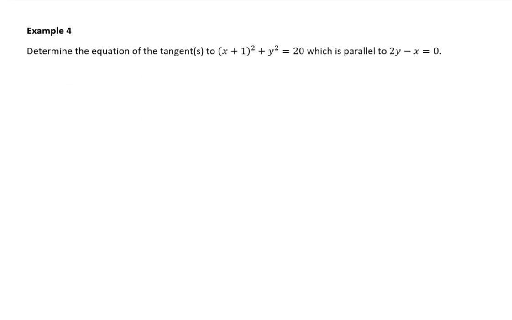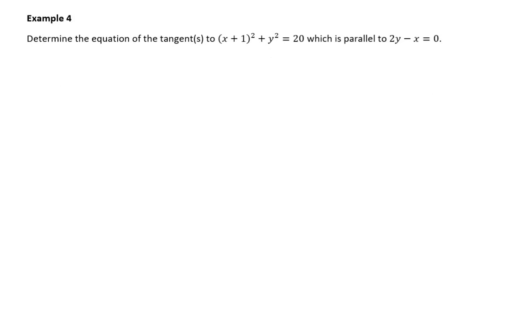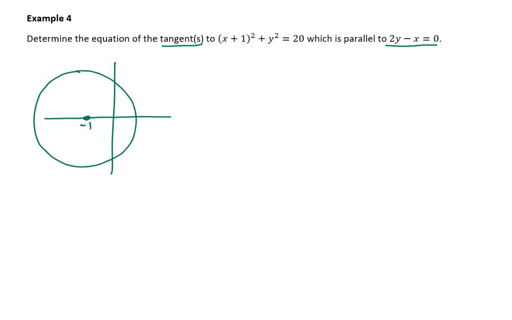Right, let's look at another one. Determine the equation of the tangent, or tangents, so it could be more than one, to x plus 1 squared plus y squared equals 20, which is parallel to that. I will draw a picture, I just find it easier to work with. So the circle that we're looking at has a center at negative 1, 0. I don't really know what the circle looks like, but it's going to be something like that. Now my tangents are parallel to, if I isolate y, y is equal to a half x.